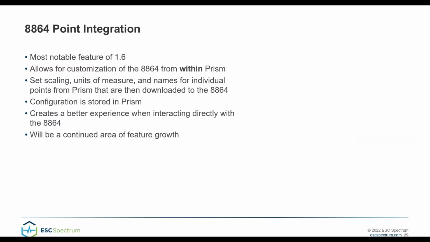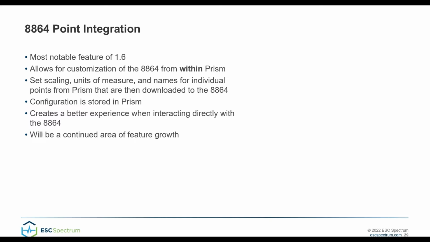So probably the biggest features in 1.6 are the 8864 point integration. So 1.5 was our first version that I believe we were able to talk to the 8864 at all. So it was kind of a basic integration with the 8864. In 1.6, we've expanded on some of the features that are available in the 8864 that Prism can now leverage and use that we weren't using before.